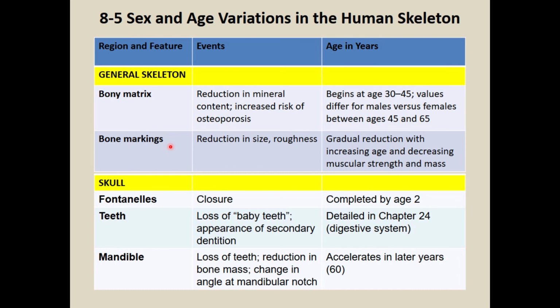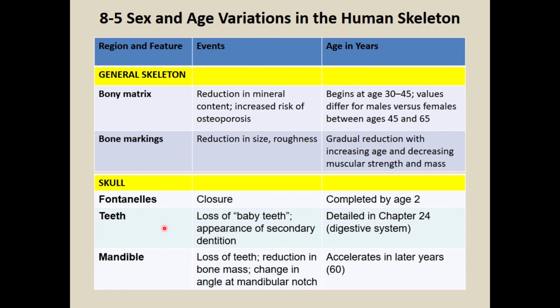Bony markings also decrease with age because of decreased activity. When the activity decreases, muscle strength decreases, the pull of the muscles on the bones decreases, and the muscle mass decreases. This is why the bony markings are less prominent as you age. Fontanelles, the openings in the skull, usually close by age 2, and the importance of the fontanelle, if you remember, is to allow development of the brain.